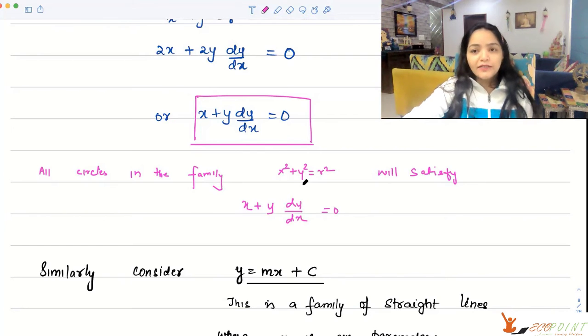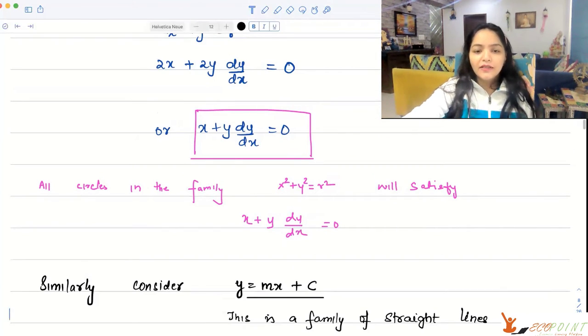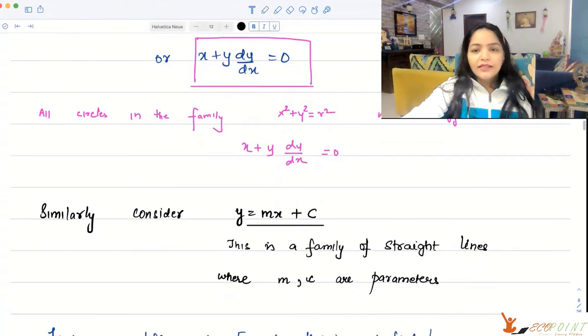Similarly, this was a case where I had taken a family of circles. Now let's take a family of, say, straight lines, okay? So in the next example, let's take a family of straight lines. For a straight line, most commonly we take y equals mx plus c, right? So this is a family of straight lines where your parameters are m and c.